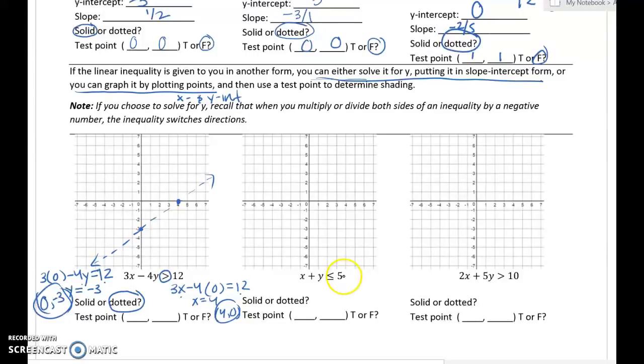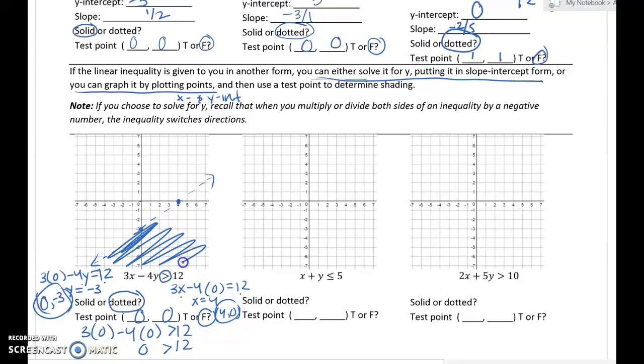Okay, and now for our test point, we'll do 0, 0 again since it's not on the line. Is 3 times 0 minus 4 times 0 greater than 12? So is 0 greater than 12? It's not, so it's false. 0, 0 is not included, so we can shade below.